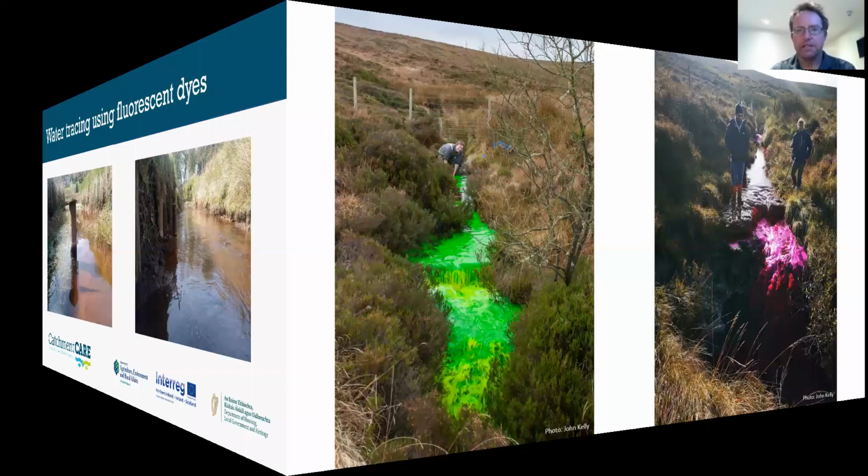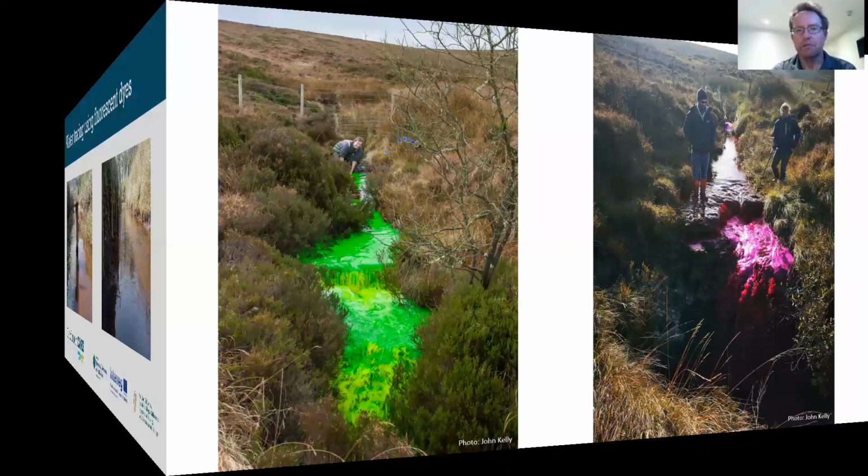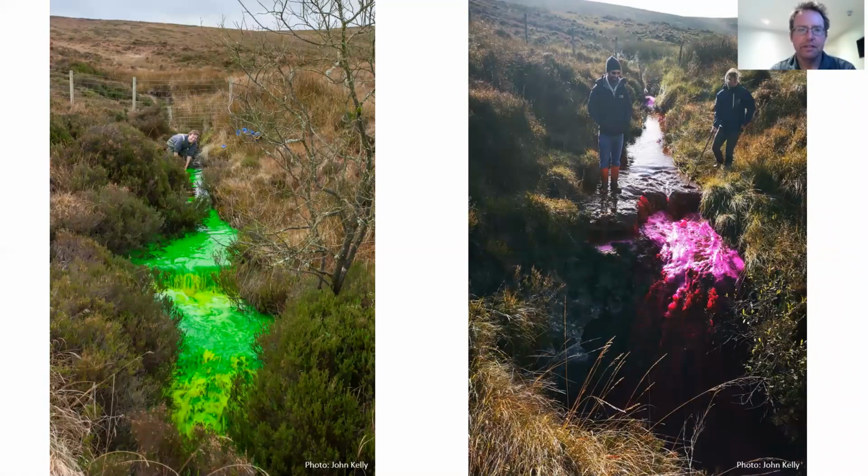And here's two slides of the main two dyes we were using: fluorescein, the green fluorescent dye, and rhodamine WT with its red color. Optical brightening agent is colorless, and we've been using that on occasion, but we found the optical brightening agent was providing not as clear results as rhodamine and fluorescein, so we relied mainly on fluorescein and rhodamine for this particular trace.